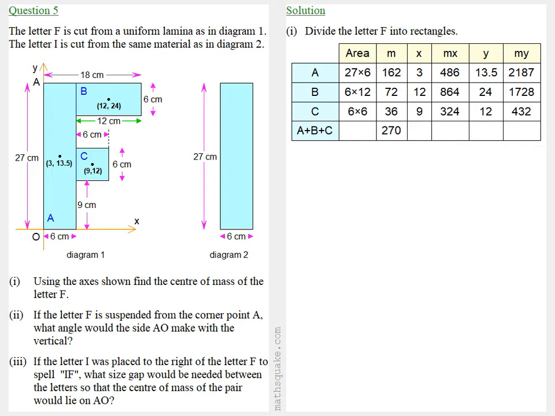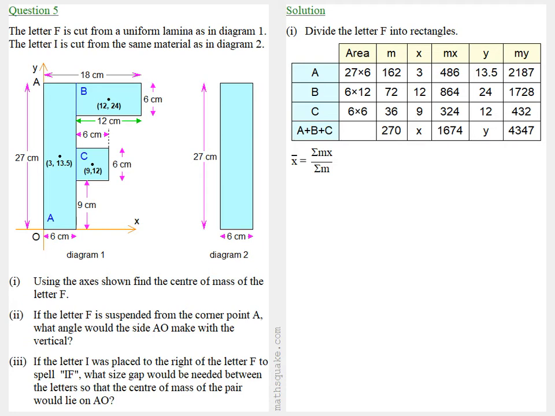Now we don't know the coordinates of the total A plus B plus C, so we'll call those x and y. And the sum of the mx's is 486 plus 864 plus 324, which is 1,674. And the sum of the my's is equal to 2,187 plus 1,728 plus 432, which is 4,347.